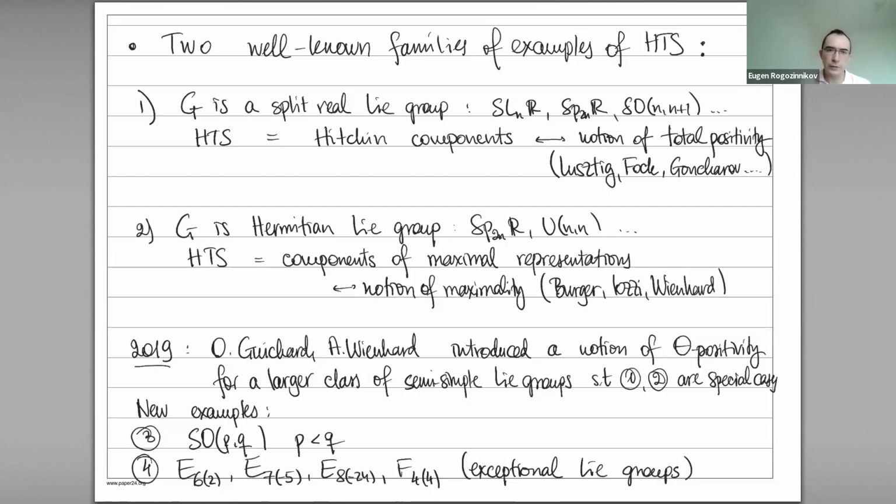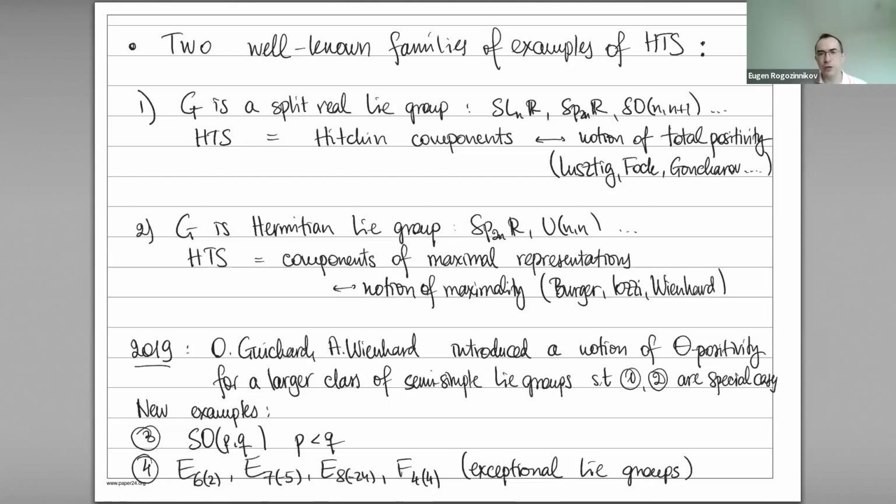And the second family of examples are so-called Hermitian Lie groups. If you don't like Hermitian Lie groups, you can just think of Sp2n(R) or U(n,n). But Hermitian means essentially that the Riemannian symmetric space associated to the group G is not just a Riemannian symmetric space. In fact, it is a complex manifold, and even more, it is a Hermitian manifold. In this case, higher Teichmüller spaces are so-called components of maximal representations. And the existence is closely related to the notion of maximality, which was introduced and studied by Burger, Iozzi, Wienhard, Labourie, and many other people.